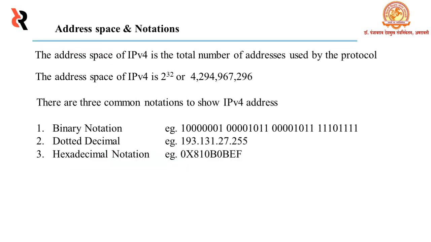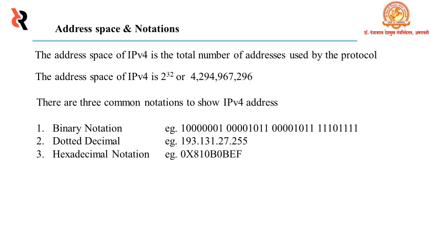Let us see the address space and notation. An address space is the total number of addresses used by the protocol. If a protocol uses n bits to define an address, the address space is 2 raised to power n. As IP version 4 is 32-bit, the address space is 2 raised to power 32. Theoretically, if there were no restrictions, more than 4 billion devices could be connected to the internet. Right now, nearly 4 billion connections are possible.